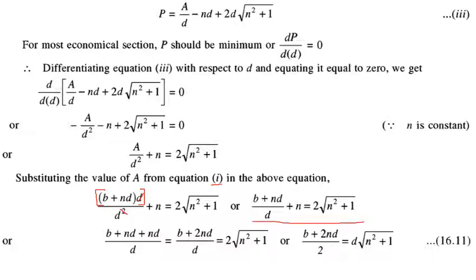Then what happens is we write it as, we bring a common denominator d. So it becomes b plus nd plus nd. So it becomes b plus 2nd by d, which is equal to 2 into square root of n square plus 1. So we get this equation.